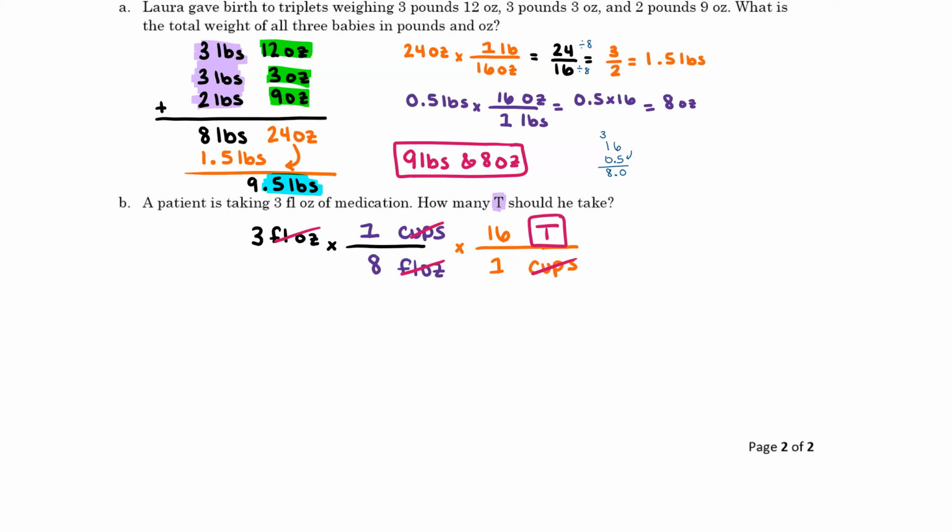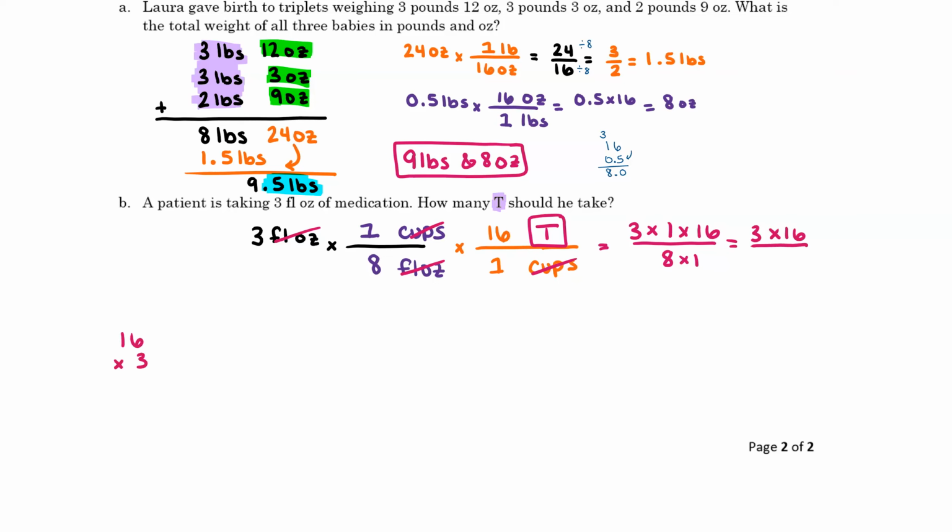And we have to just do the math. So on top, I'm doing 3 times 1 times 16. And on bottom, I'm doing 8 times 1. So 3 times 1 is 3. So 3 times 16. I can't do that one in my head. Let's do it over here.